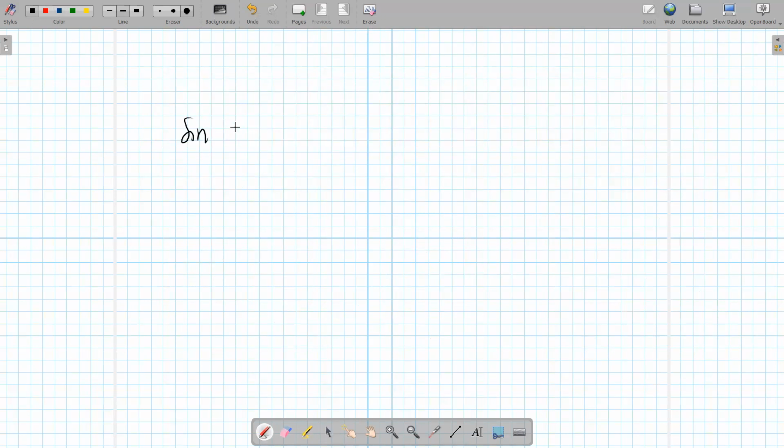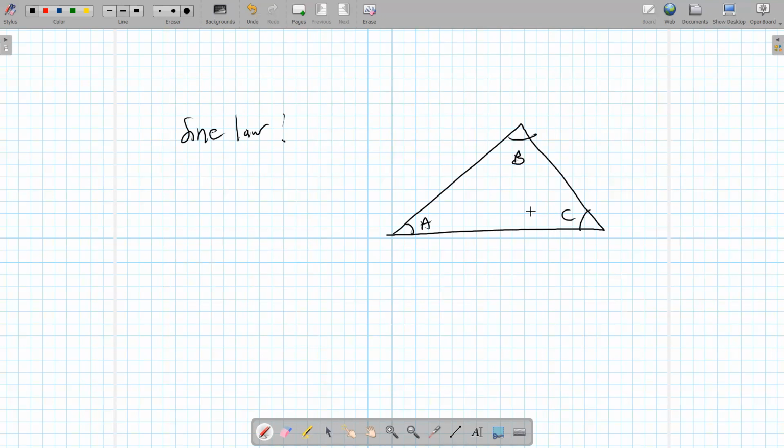This is for non-right angle triangles, like maybe something like this. So this is angle A, this is angle B, this is angle C. Opposite to all of these would be their small letter. Same thing, B becomes small b here, A becomes small a here, C becomes small c.